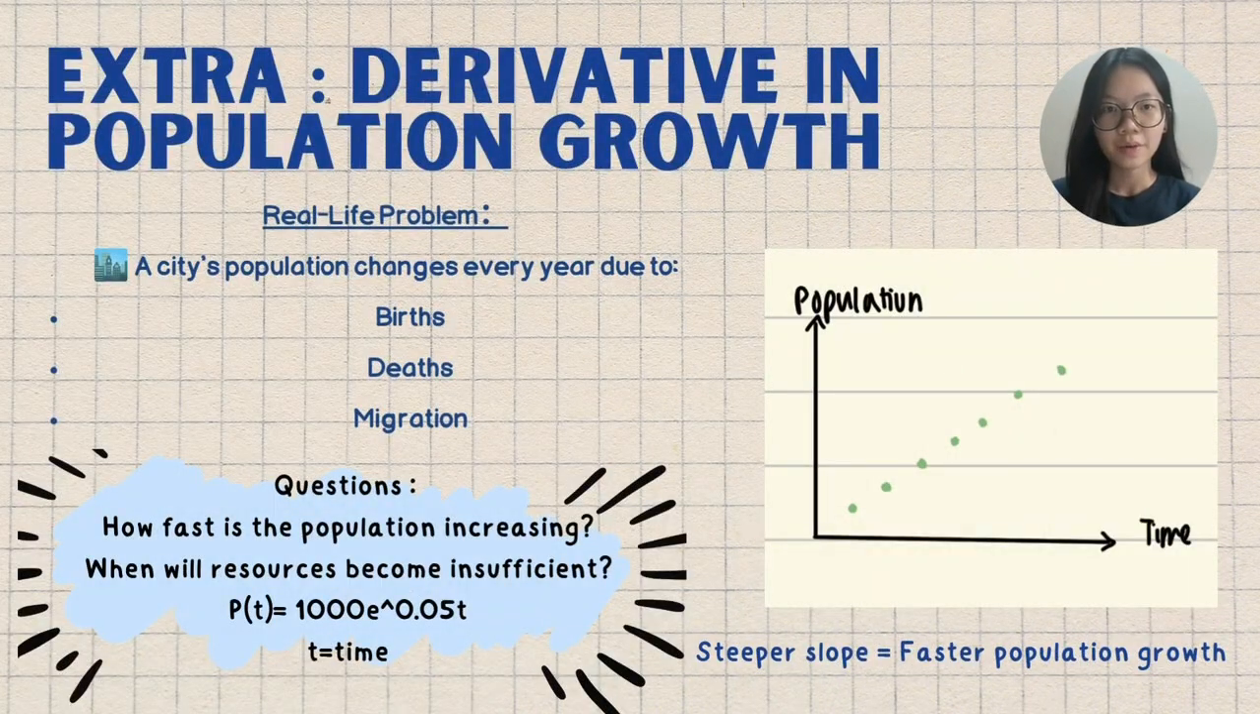Besides that, derivatives can also be used to study population change. Population in a city does not remain constant. It changes continuously because of factors such as birth, death, and migration. However, knowing only the population size is not enough. For example, a city planner may ask, how quickly is the population increasing? This is a question about the rate of change, which is exactly what the derivative measures.